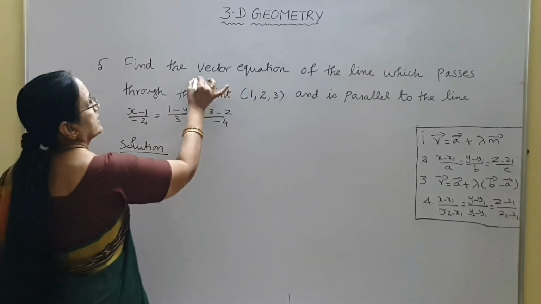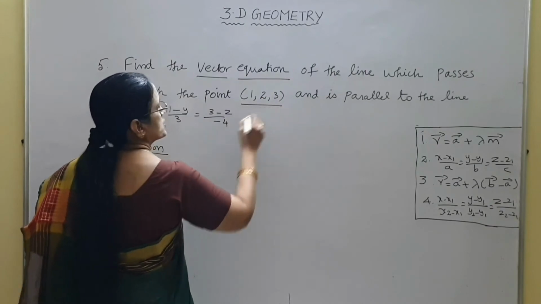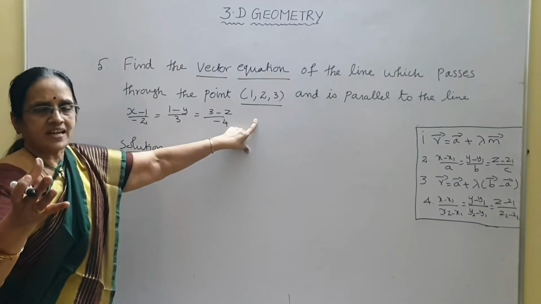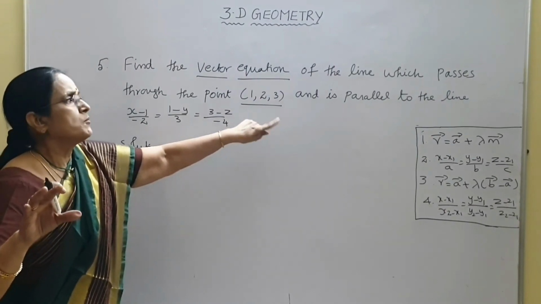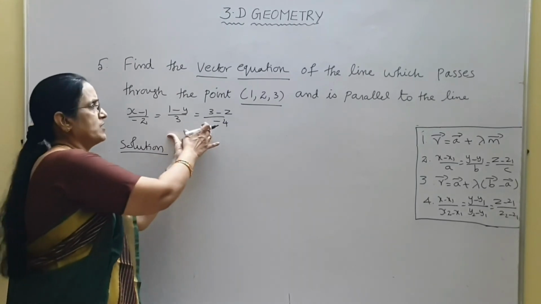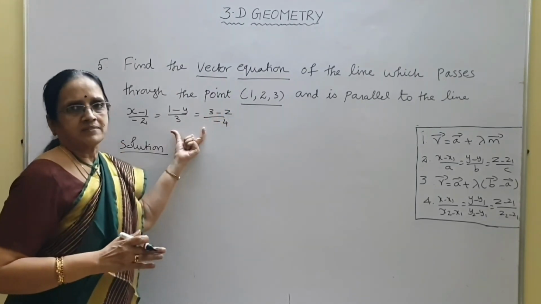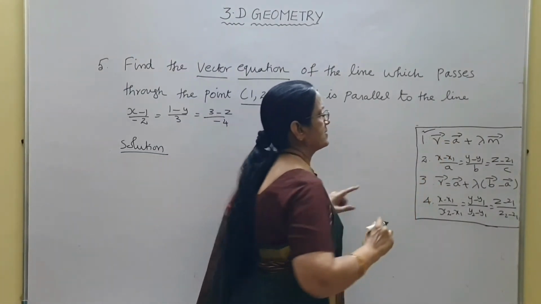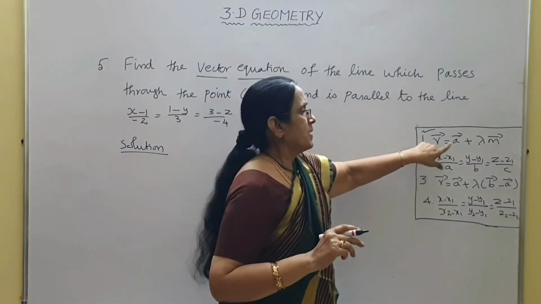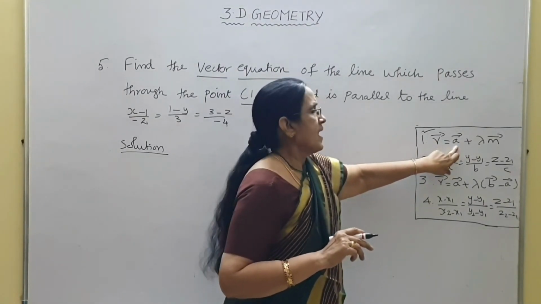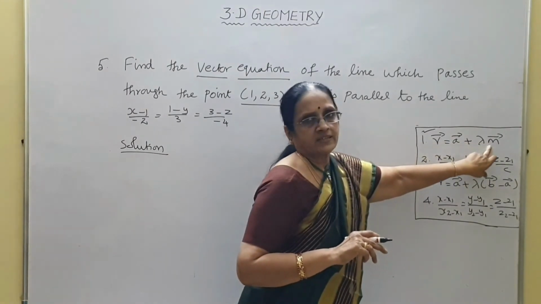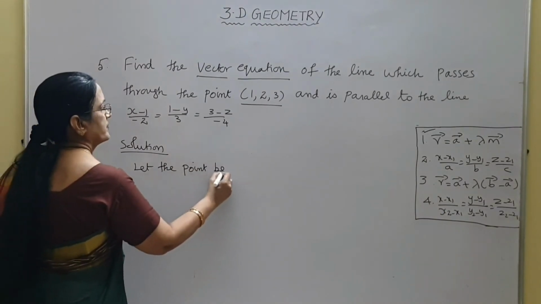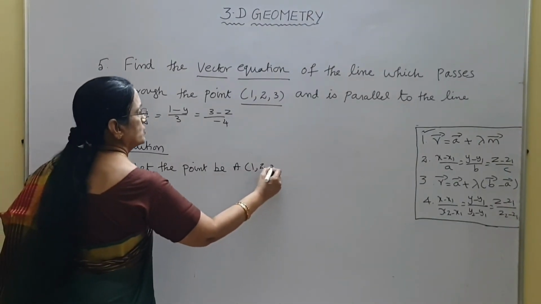You need to write the vector equation of the line passing through this point and parallel to, the direction is not given straight away, but here it is indirectly mentioned parallel to this particular line. That means from here you can find the DRs of that line. Immediately this particular equation should come to your mind because this is the vector equation of the line passing through a point with position vector a and parallel to the direction m vector. Let the point be A (1, 2, 3).